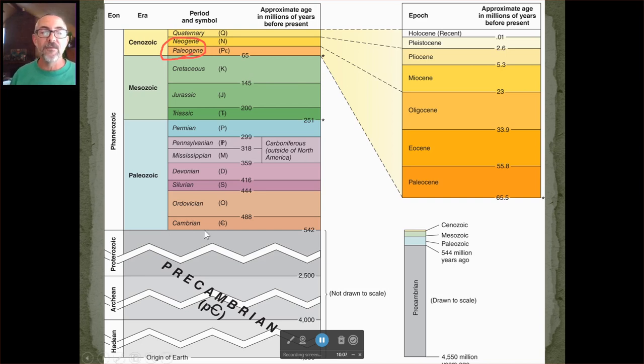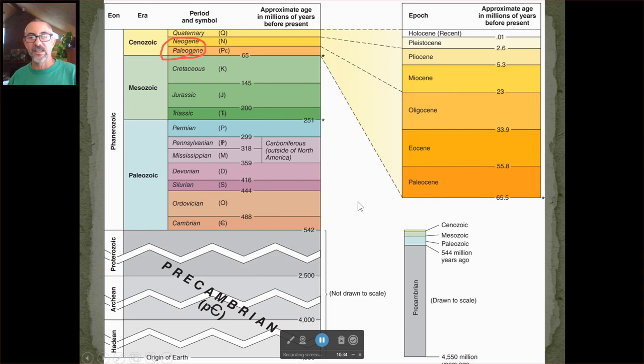Around the beginning of the Cambrian period, we have what is called the Cambrian explosion of life, which may or may not have been an actual explosion, but it kind of appears that way in the fossil record. And so then we have Cambrian, Ordovician, Silurian, Devonian, Mississippian, Pennsylvanian, Permian, Triassic, Jurassic, Cretaceous, Paleogene, Neogene, and then Quaternary.